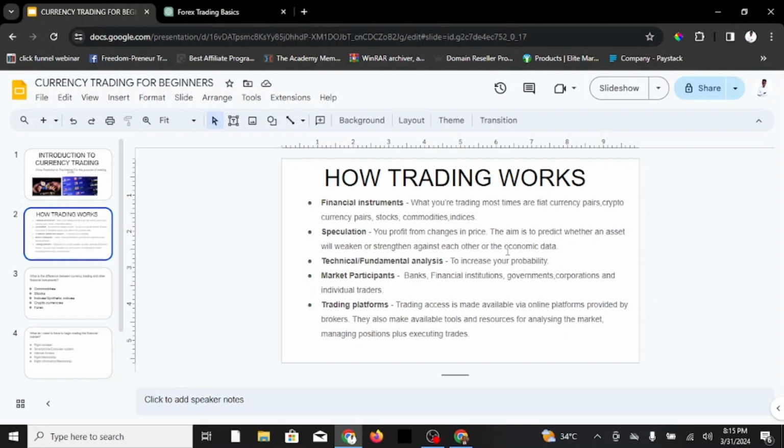The tool you use here to make profit is information. So that information can be technical and it can be fundamental. And the essence of this information is to increase your probability in the market, to increase your probability of being right in the market. Now, let me show you what I mean here.